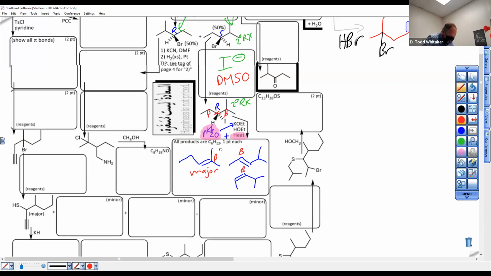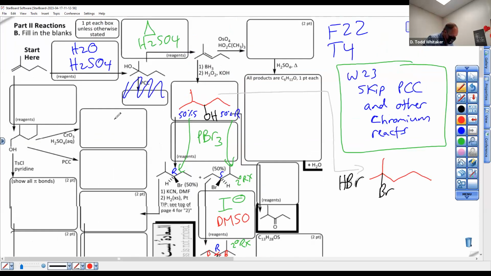Okay, that's a lot. Let's go back to a start here and go in another direction. Hey, chromium reactions we're scribbling out. See, CrO3, PCC. And that's good. They were dead ends anyway, right? So we're not losing a lot of this page.